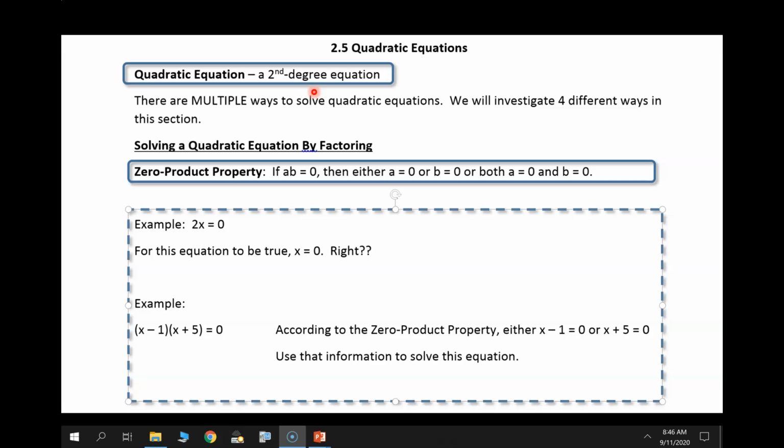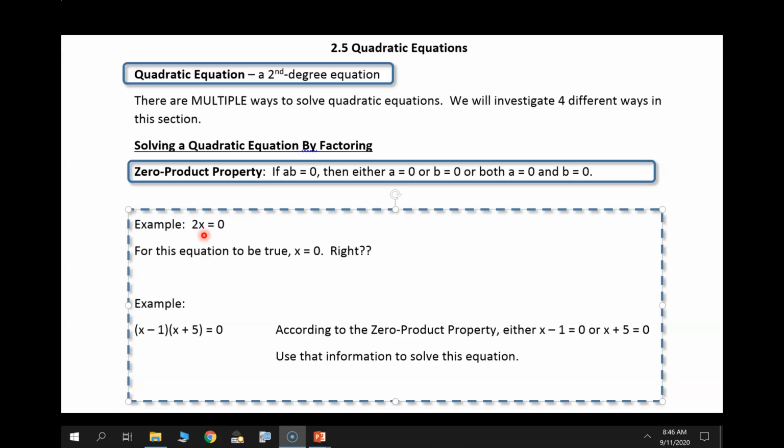The first way is by factoring using the zero product property. The zero product property says if you multiply two values and you get 0 as your answer, one of those two numbers or both of them had to be 0. For instance, if you have 2x is equal to 0, doesn't x have to be 0? Like there's no other way you can get an answer of 0 unless one of the things you're multiplying is 0.